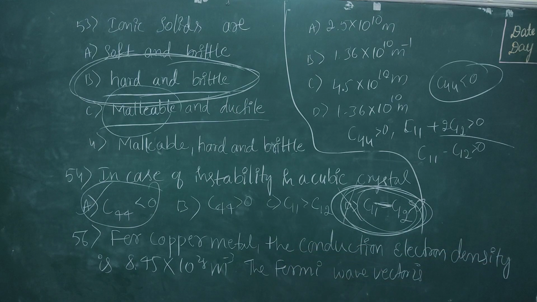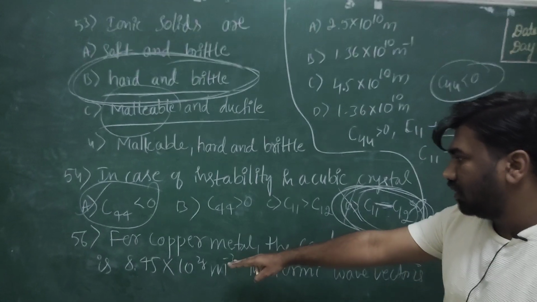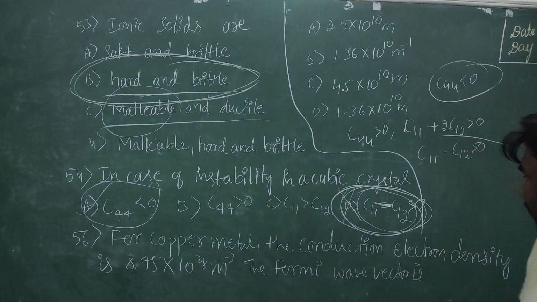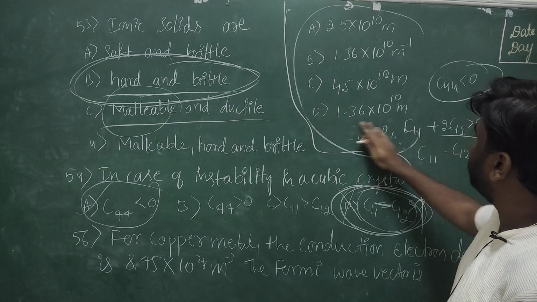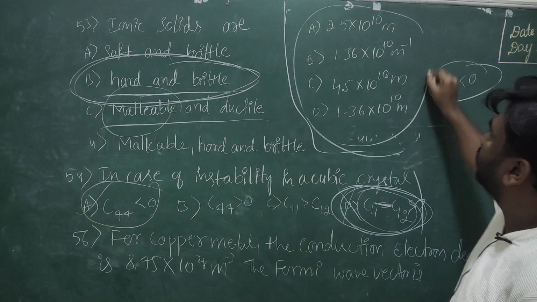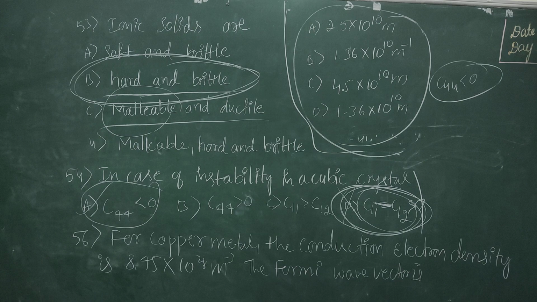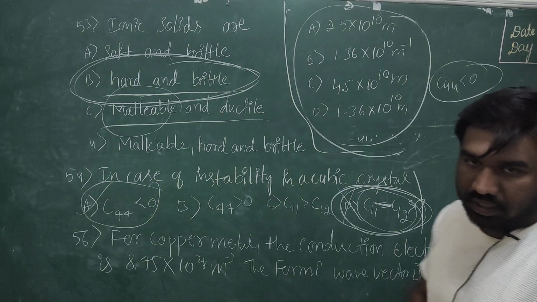For the next question, number 56: for copper metal, the conduction electron density is 8.45 into 10 to the power of 28 per meter cube. The Fermi wave vector, these are the options given. In these 4 options you have to calculate the Fermi wave vector K. Okay, let's see.